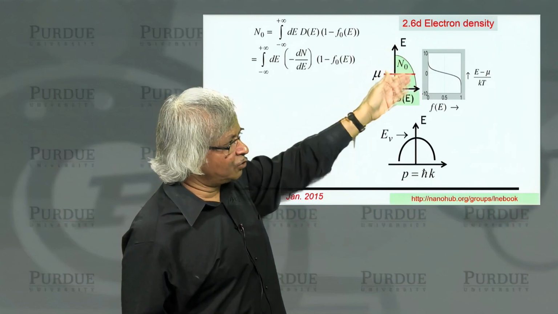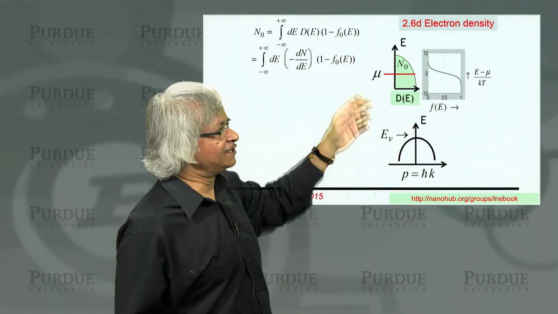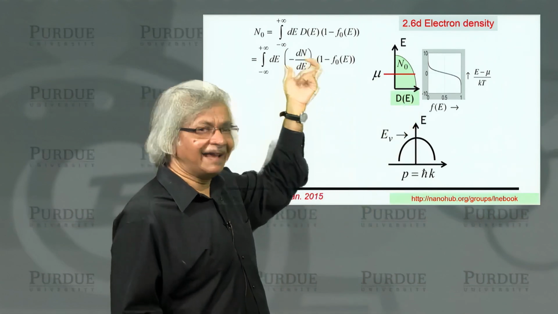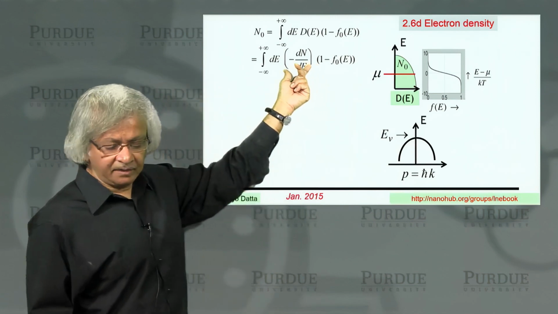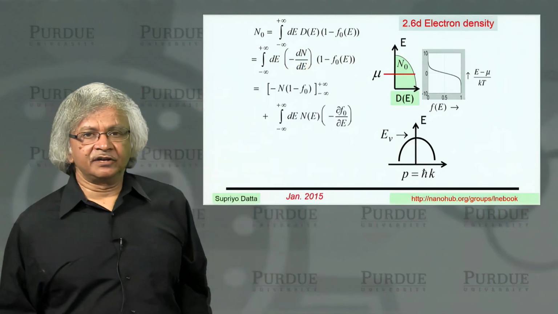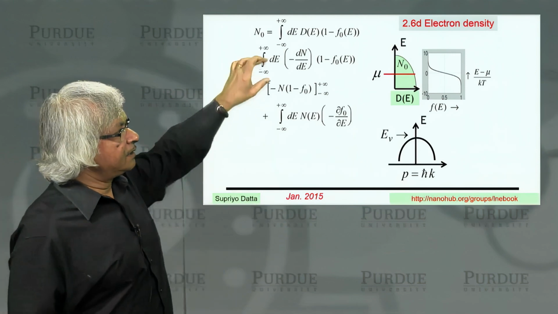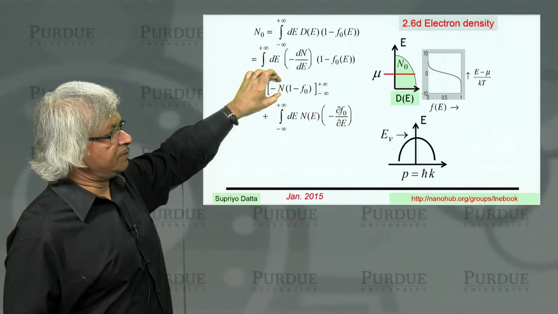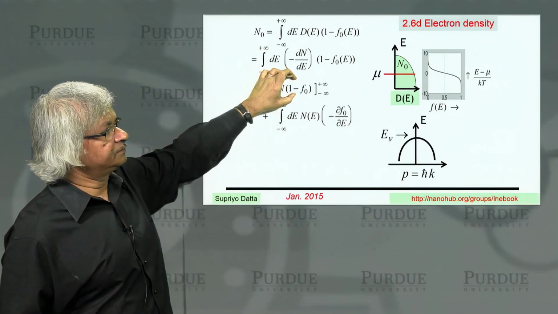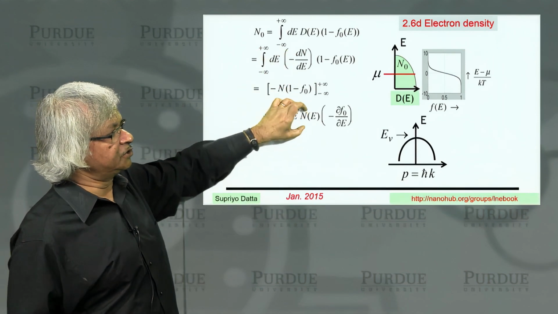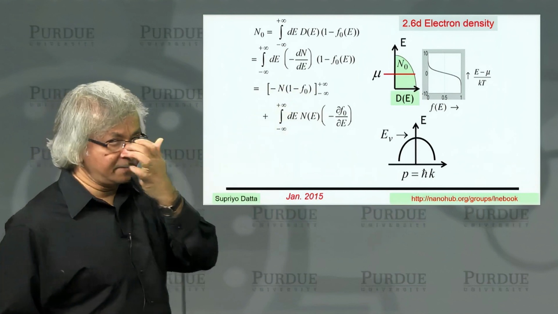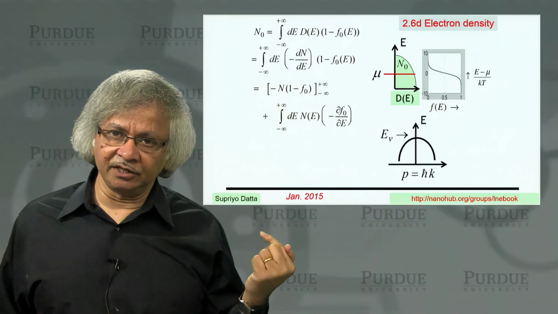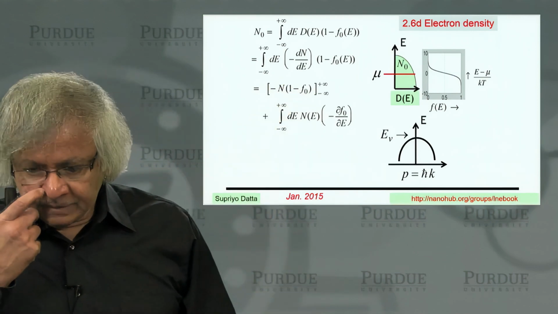So you have an N of E that is actually increasing as you go down in energy. What that means is density of states is kind of like the negative of its derivative. So that's why I wrote a minus dN dE. And now you can do this integration by parts again. That is, you'll get these two terms. There'll be N times 1 minus F0, and then there'll be another term which will be N times dF0 dE. So this is exactly the same integration by parts that we did in the last slide.